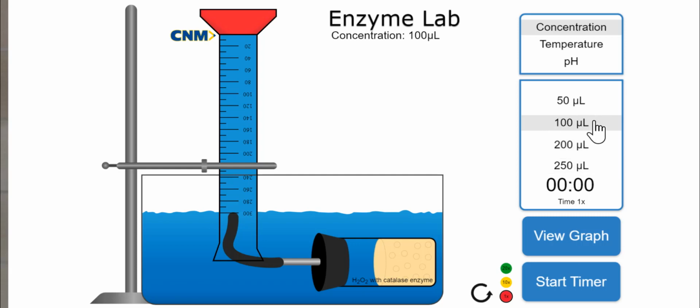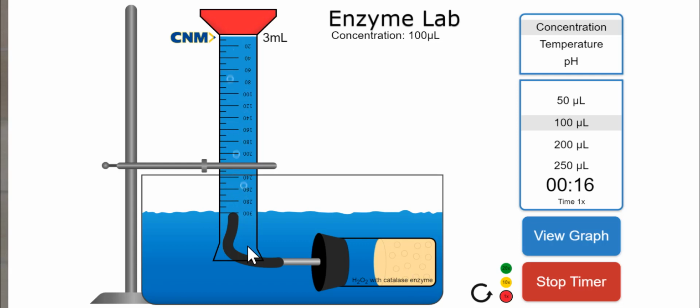So what I'm looking at here is a specific concentration of the enzyme. This is 100 microliters. I'm going to go ahead and start. So I'll talk a little bit. What happens is when hydrogen peroxide comes in contact with the catalase enzyme, it converts it to water, a little bit of heat, and oxygen gas.